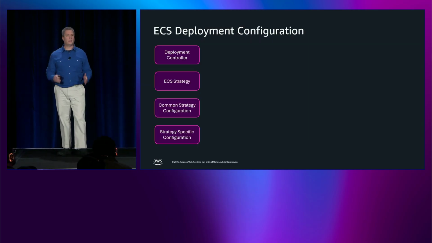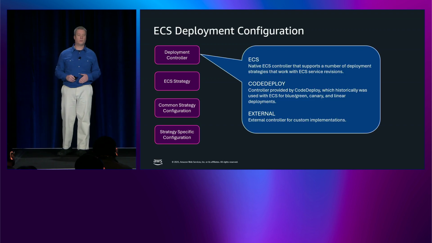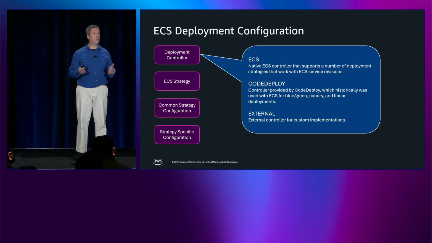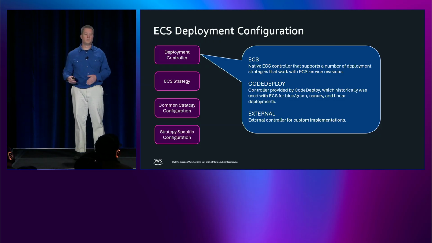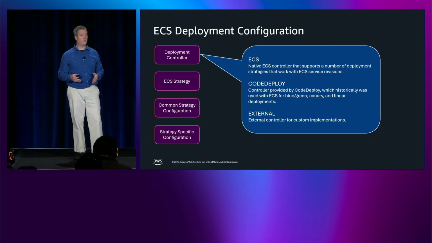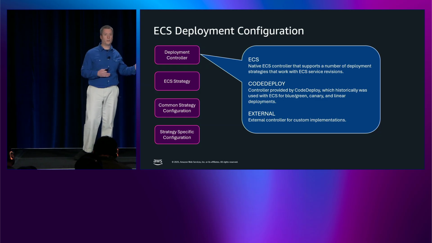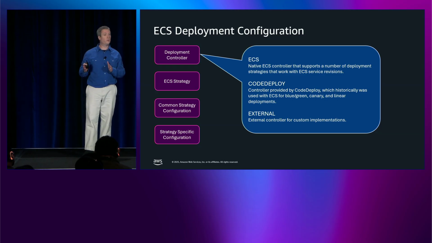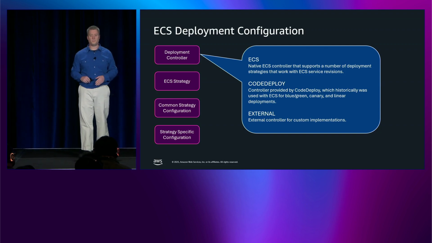So to get into some of the configuration for your deployments, the first thing that we look at is the deployment controller. Today we're going to be focusing on the ECS deployment controller, our native controller that we manage for you. There are two other options that you have. One is you can use CodeDeploy, which also supports some blue-green, linear, and canary, as well as external. What external means is really it's up to you. You own the deployments, you can do it however you want, but you are taking on that responsibility. So that is another option. Again, we're going to focus on ECS going forward.